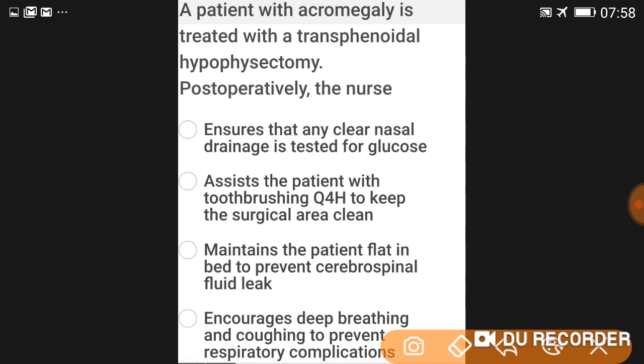Okay, now a patient with acromegaly is treated with a transsphenoidal hypophysectomy. Post-operatively, the nurse ensures that any clear nasal drainage is tested for glucose. Assist the patient with a toothbrush. Maintain the patient flat in bed to prevent cerebrospinal fluid leak. Encourage deep breathing, coughing. So this is the answer: ensure that any clear nasal drainage is tested for glucose.